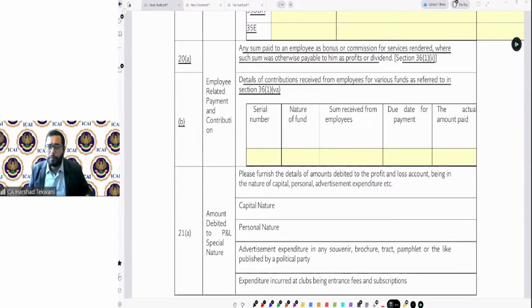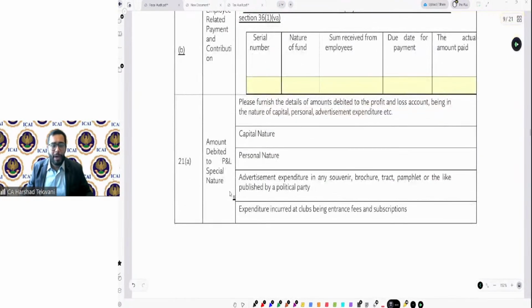Any doubt? If no doubts, then let me proceed forward. Then the next is 21A. Again, very important, very, very important.